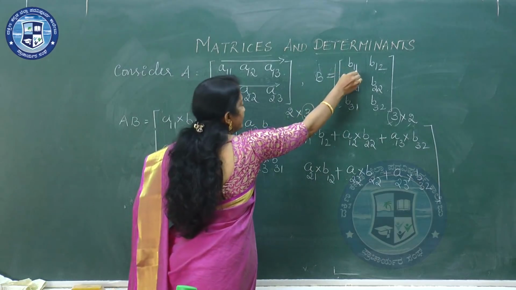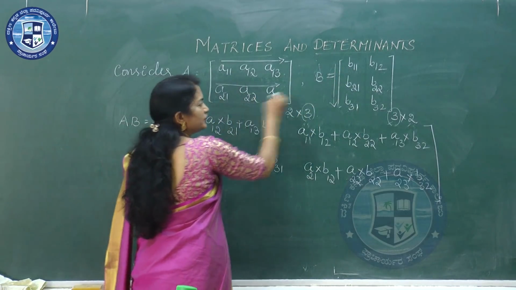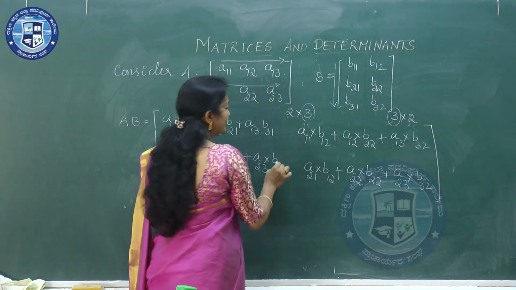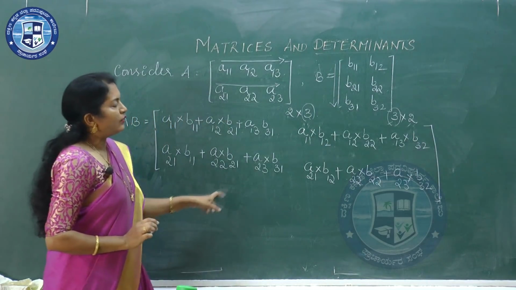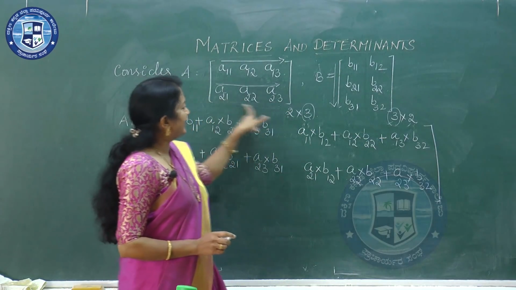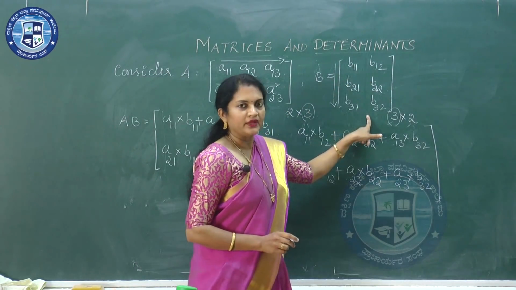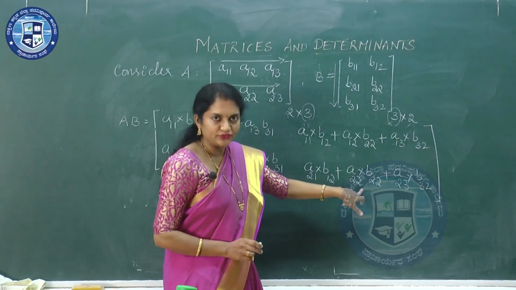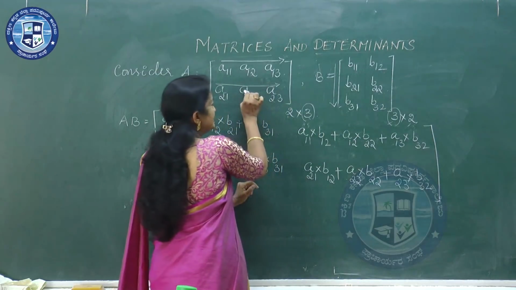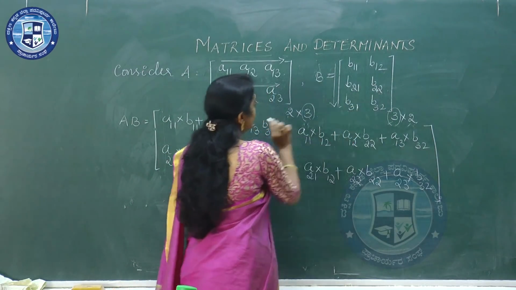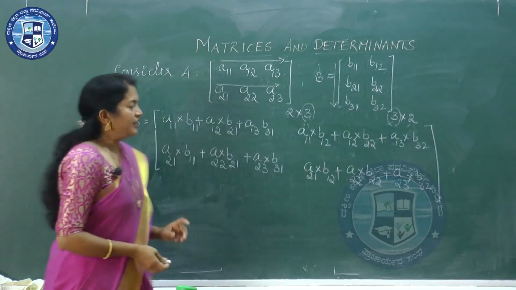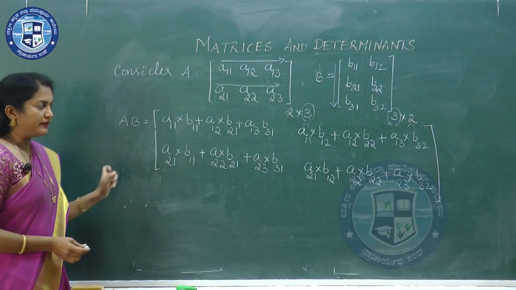A21 into B11 plus A22 into B21 plus A23 into B31. Now one more column is there to multiply with the second row. So second row, second column gives the second element of the second row. A21 into B12 plus A22 into B22 plus A23 into B32. This way we will be getting the product AB.